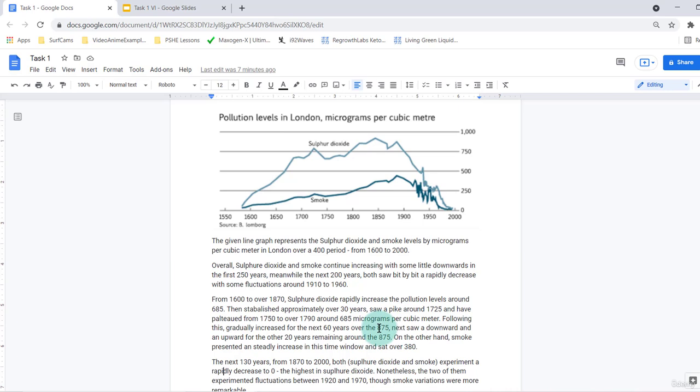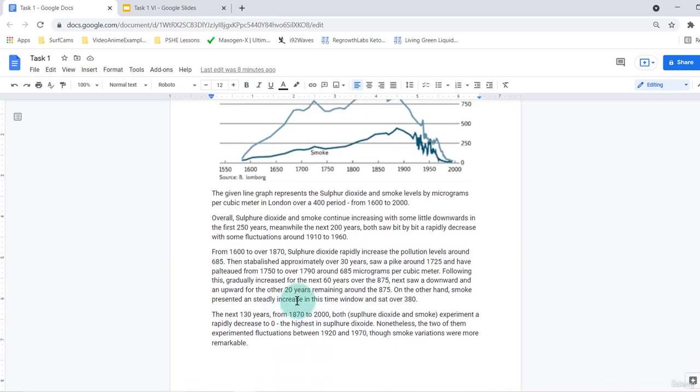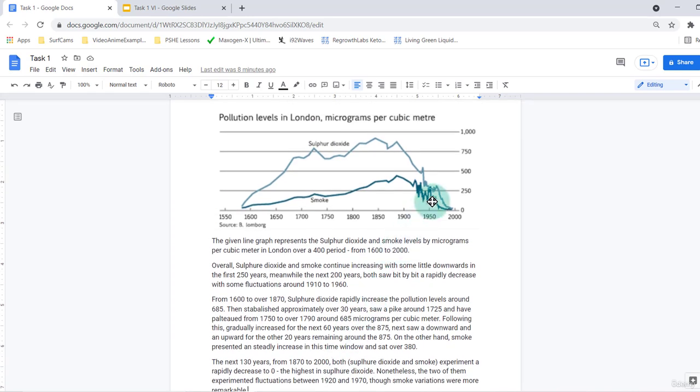For the next 60 years, it stayed over 875. It then saw a downward and an upward movement for the other 20 years remaining, around 875. On the other hand, smoke presented and steadily increased in this time window and sat over 380. Over the next 130 years, from 1870 to 2000, both sulfur dioxide and smoke experienced a rapid decrease to zero, the highest in sulfur dioxide. Nonetheless, the two of them experienced fluctuations between 1920 and 1970, though smoke variations were more remarkable.